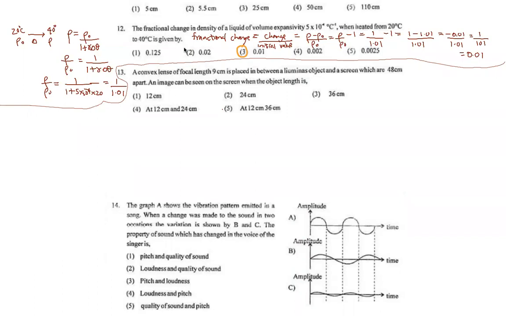A convex lens has a focal length of 9 centimeter. For this question, f is given as 9 centimeter. Right. So the object is here, and the lens is here, and the screen is here, and the distance between the object and the screen is 48 centimeter.